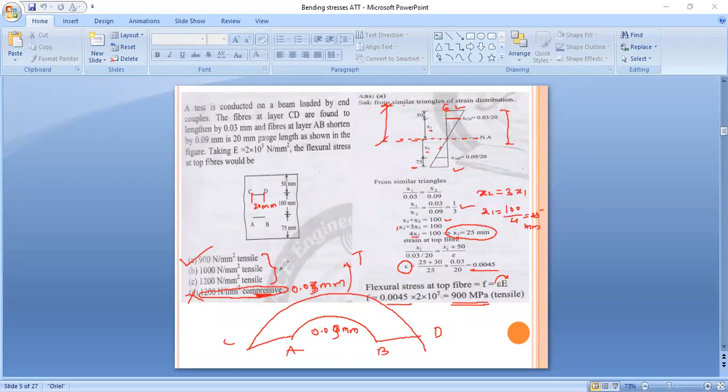Now you have to choose from these three options. For that you have to apply the similar triangle rule in between these two portions. This is triangle 1 and suppose this is triangle 2. From this you get the strain, 0.0045. Once you get the strain, you have to find the stress. So stress is equal to epsilon into the modulus, and the modulus is given as 2 into 10 raised to 5. So finally stress is equal to 900 MPa. So option 1 is correct.